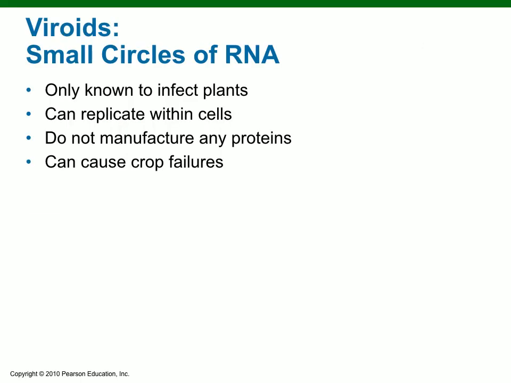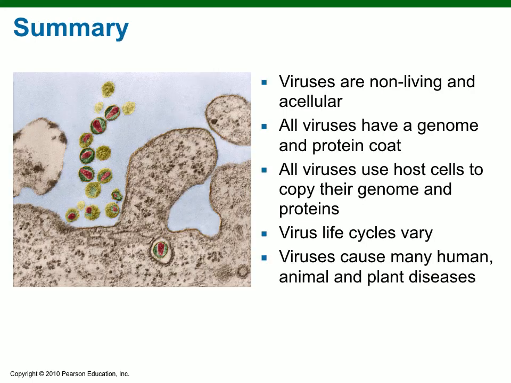Another form of virus-like particles are viroids. These are small circles of RNA that are only known to infect plants. They're really small. They never have a capsid or any proteins attached to them. But they do cause crop failures that cause millions of dollars in losses in potatoes, I think squash, and a couple other domestic plants. So, in summary, viruses are small, non-living, and acellular.